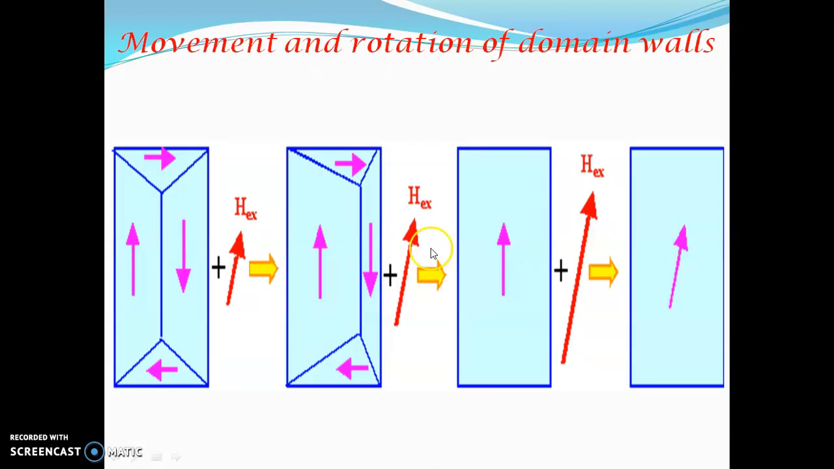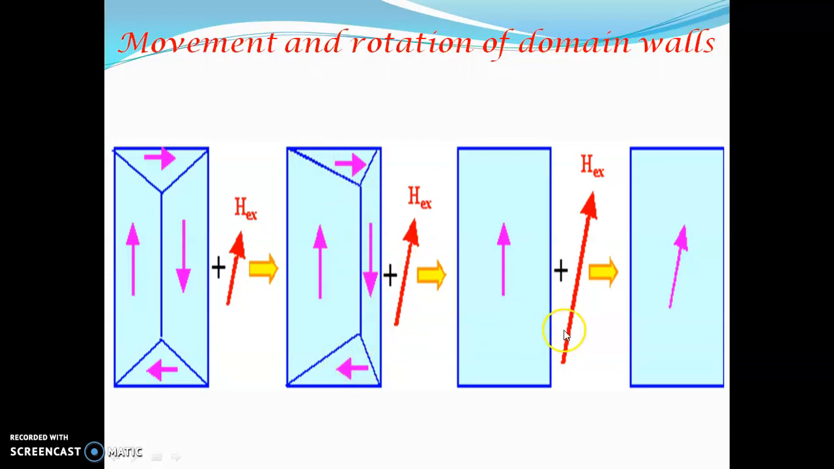In this two-step magnetization process, certain energies are also involved, so we are going to discuss those energies. Four energies are involved. This is movement and rotation of domain walls. This figure shows that when the magnetic field keeps on increasing, initially domain growth and shrinkage is possible through domain wall movement.